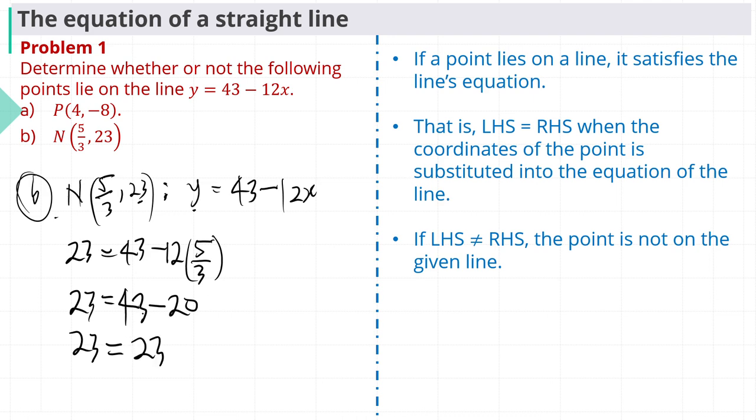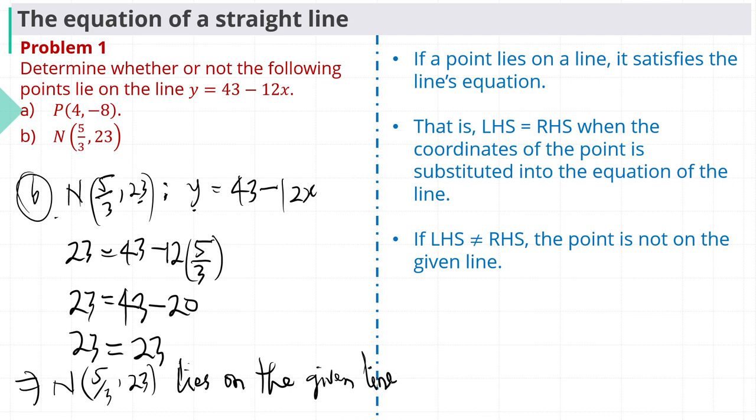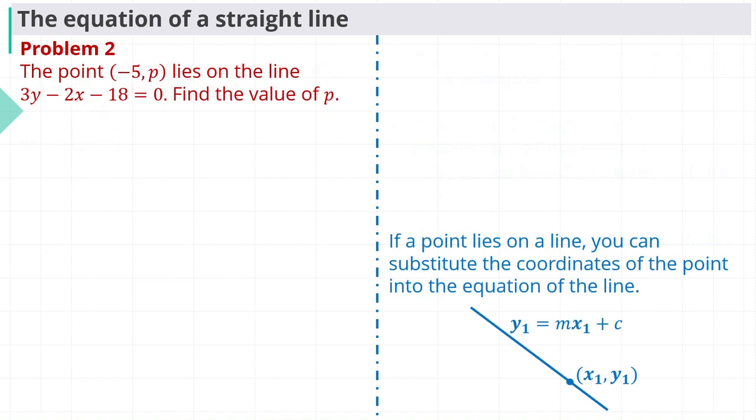For this example, we see that the left hand side equals the right hand side. So what it implies is that the point N lies on the given line. Next question.